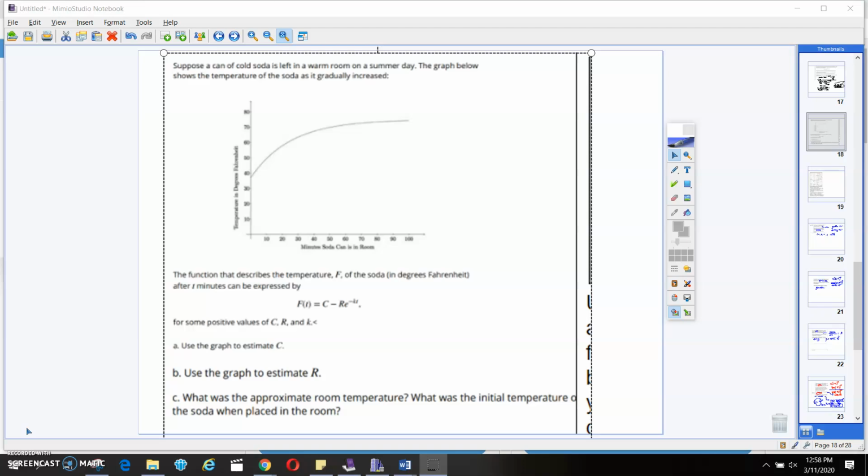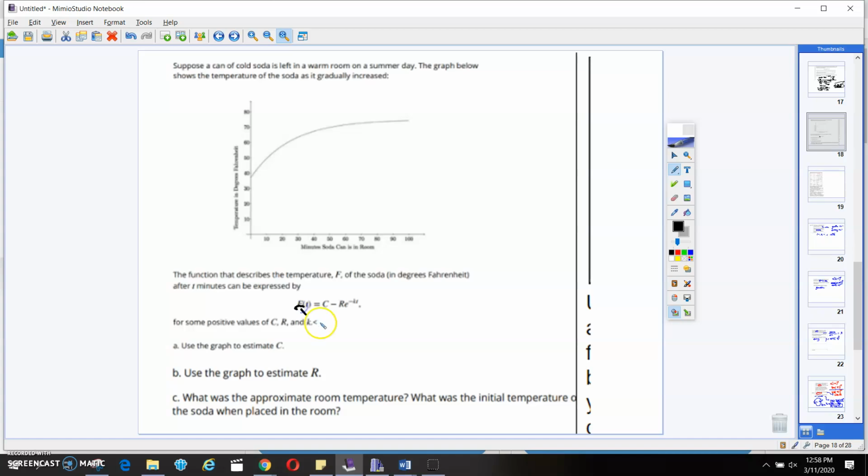C is gonna be the soda cans. F is going to be the temperature, right? And the C is gonna be the can. What do you mean by cans? The soda cans. Look what it says right there. The number of soda cans, so I'm going to plug that in. Minutes the soda can is in the room. That's going to be your t. Okay, so what is C then?